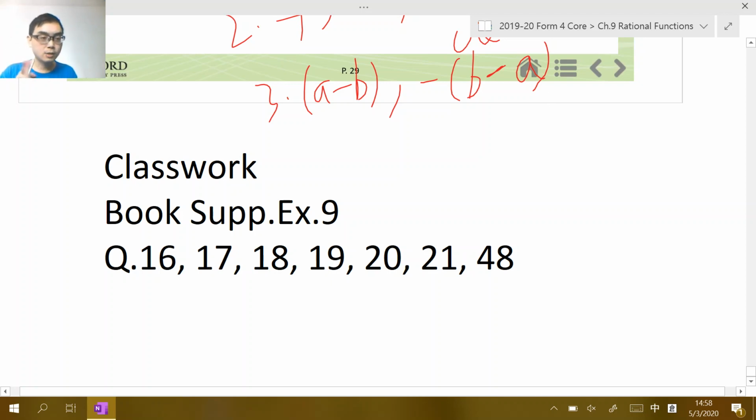This time, do the book supplementary exercise 9, the following 7 questions. Questions 16 to 21, these 6 questions are level 1 questions, not difficult at all. What you need to do is just do well with the four operations of rational functions. And question 48 is a general application problem of rational functions. Try to see whether you understand what you have learned in these 3 clips. The due date I set is Monday.